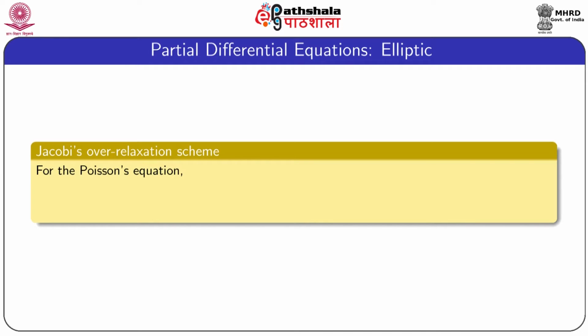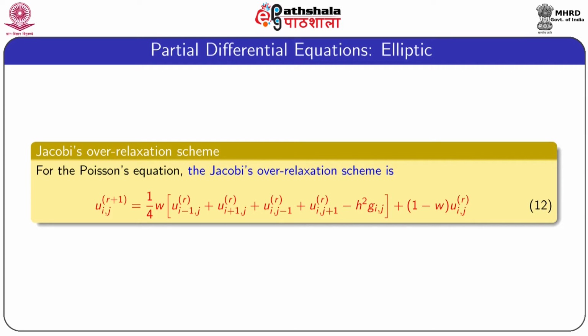Now we discuss the Jacobi's over relaxation method. For the Poisson equation, the Jacobi's over relaxation scheme is u_ij at (r+1)th iteration equal to w times the terms that appear in the Jacobi's method, plus (1 minus w) times u_ij at r. So equation 12 is nothing but the Jacobi's over relaxation scheme. In this method, the first term is multiplied by w and the second term is the new addition to the Jacobi's method.